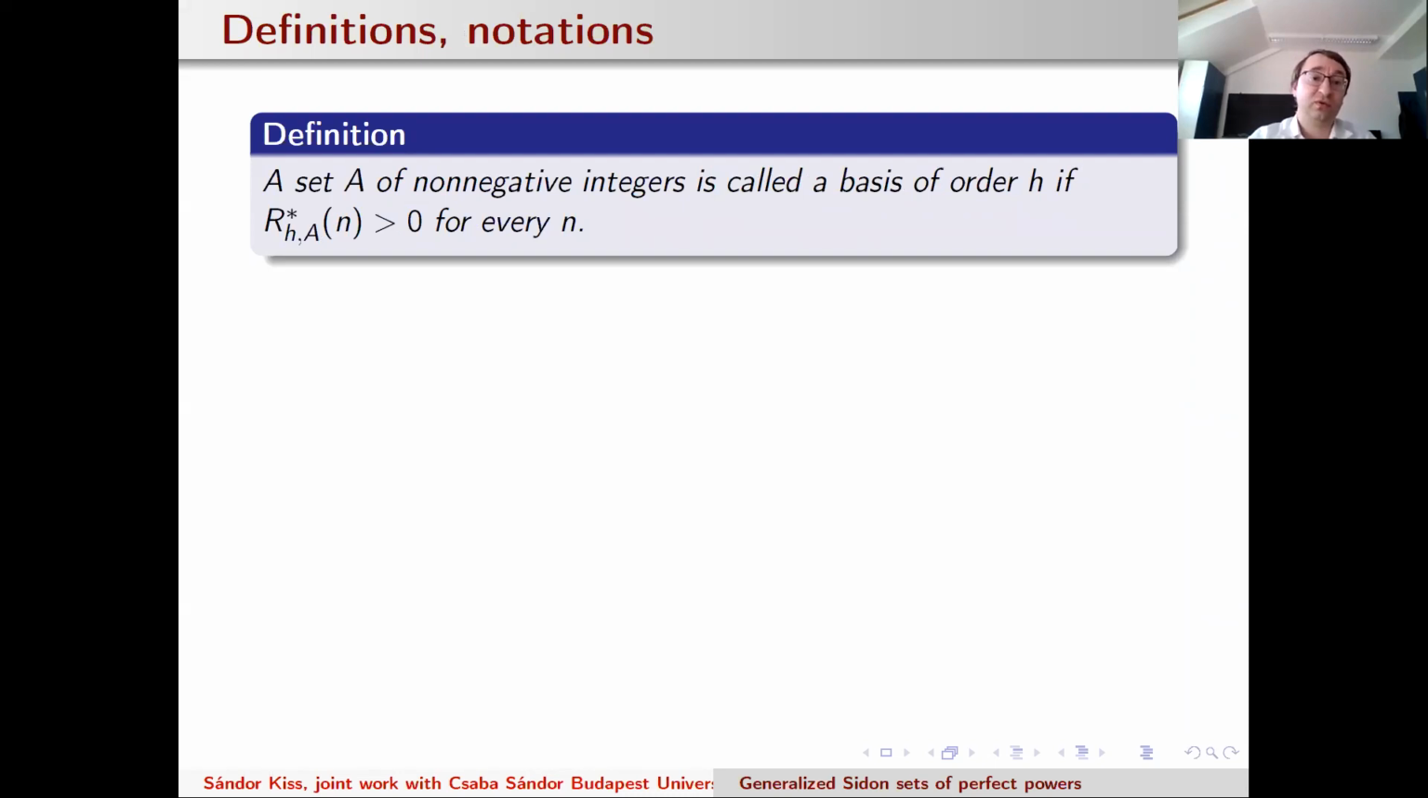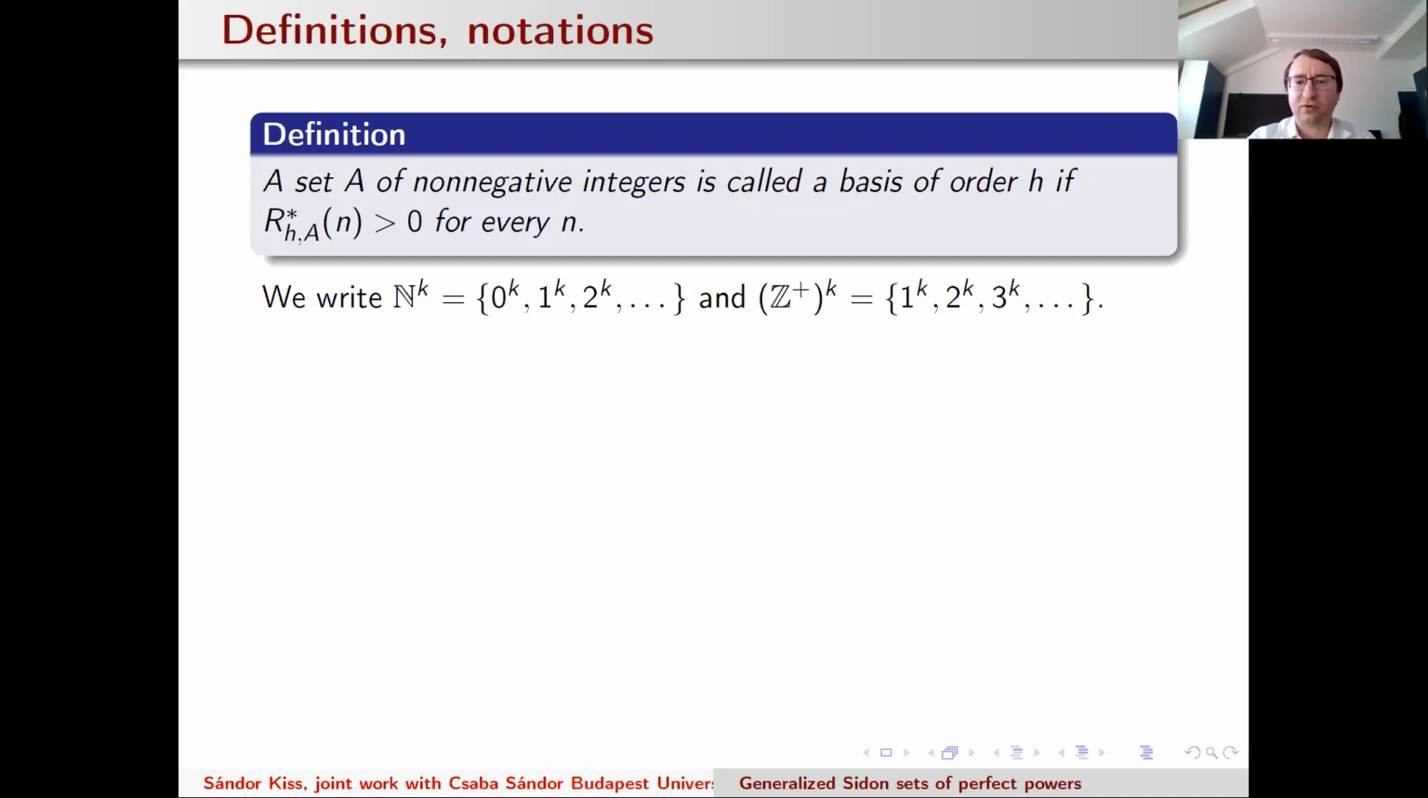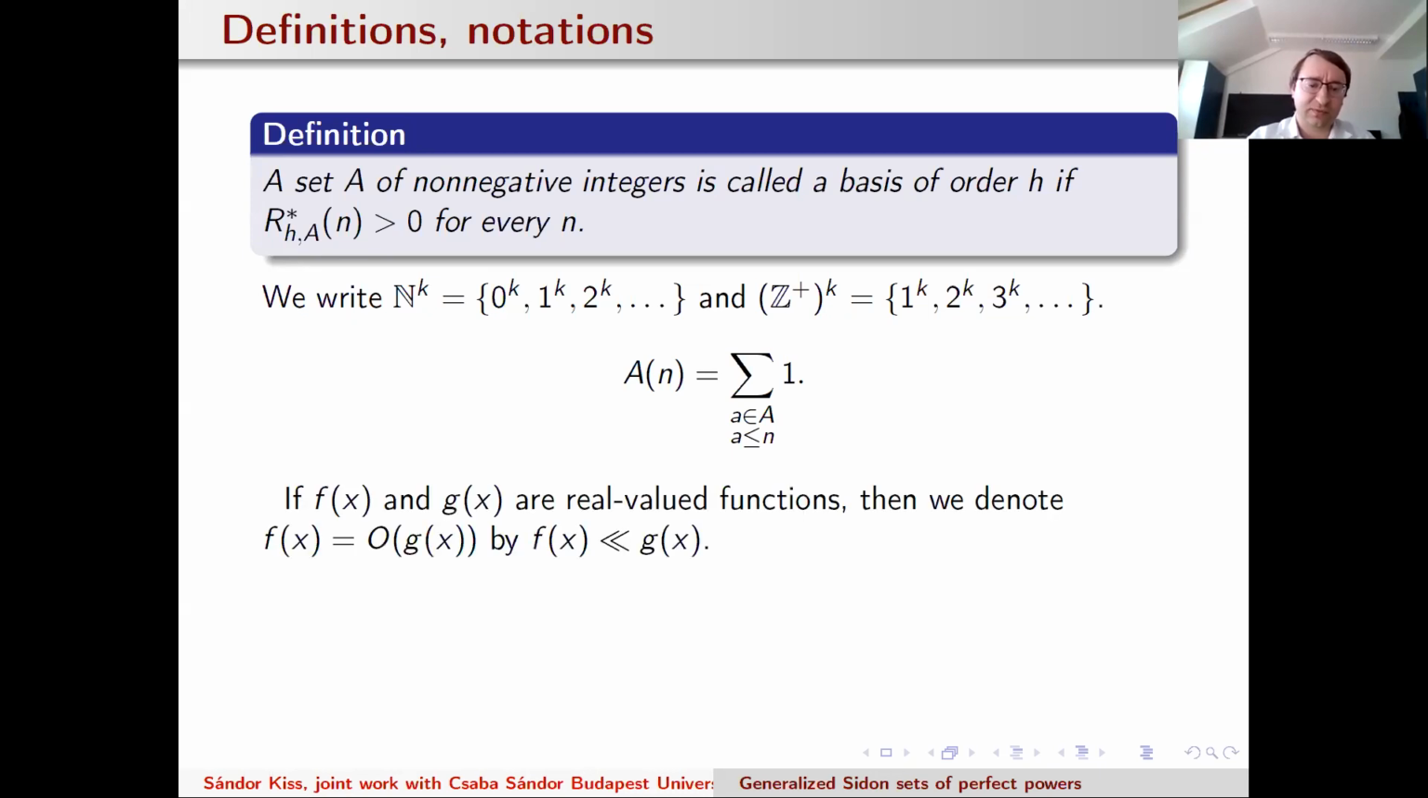Let me tell you a few words about our motivation, why and how we started this research. At first I will show you some notation we used. N to the power of k is the set of non-negative k-th powers, and Z plus to the power of k is the set of positive k-th powers. A of n denotes the counting function of the set A, which means the number of elements of the set A up to n. And I will use the usual asymptotic notation: f of x is double less than g of x, where f and g are two real valued functions, which means that f of x is equal to big O of g of x.